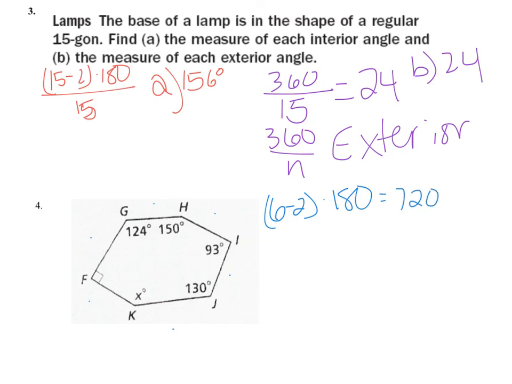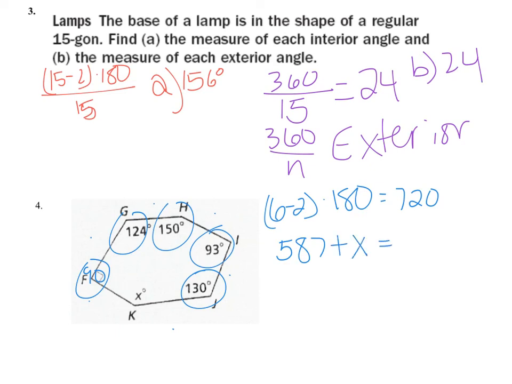is 720 degrees. And then we'll add up the angles that we know. So adding these, combining our like terms, you know this one's 90 over here. So 90 plus 124 plus 150 plus 93 plus 130 will add up to 587. And then the angle that's marked X will add to 720 because the figure should have that many degrees in it. Subtracting the 587, X is 133.